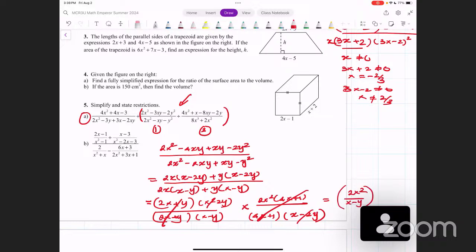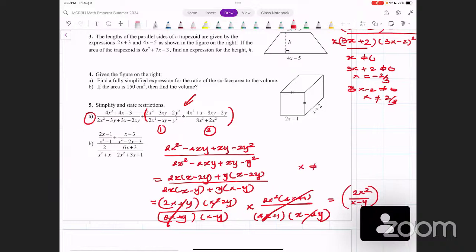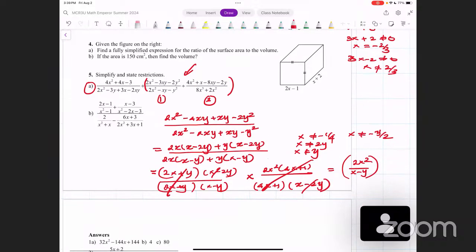Did you see that? Restriction applied. We didn't specify the restriction yet. So the restrictions are going to be x cannot be minus 1 over 4. x cannot be 2y. x cannot be y, right? And then the other restriction is going to be x cannot be minus y over 2. Now, the big expression came out nicely, a simple one.